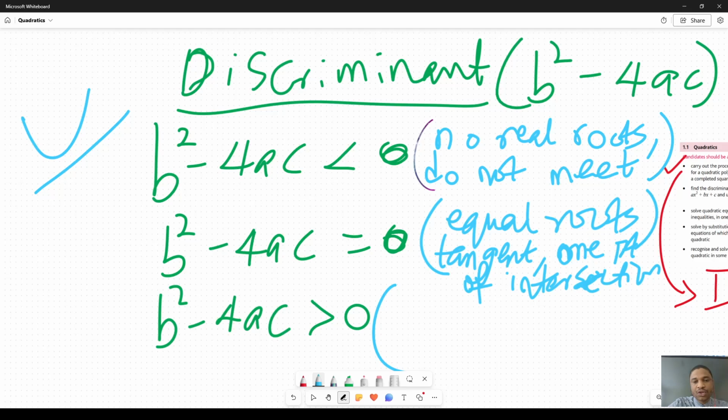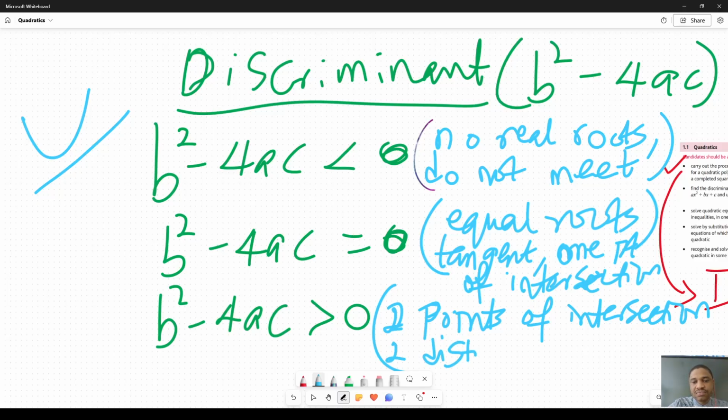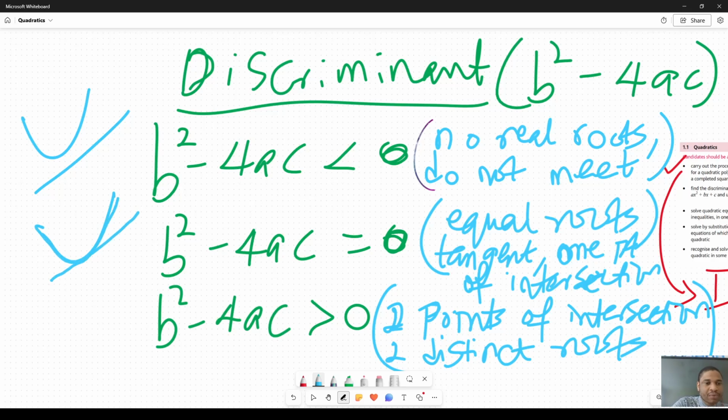This one, it could be two places. So 2 points of intersection. It could be two distinct roots. It could be any of these. So for this, a line and a curve meet at one point. This one, 2 points. So they will give you two equations. So you should watch out for those terms.